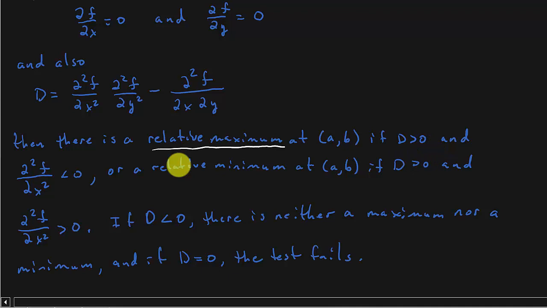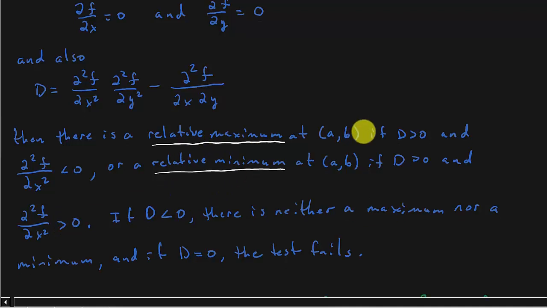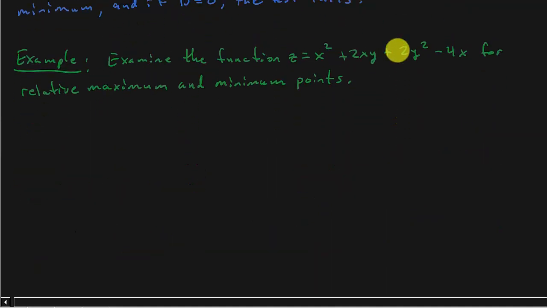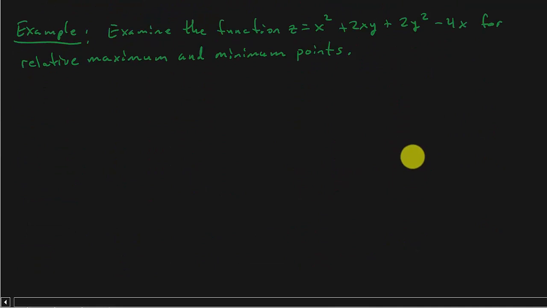But to determine if it's a relative max or min, it's based on the second partial of f. If it's negative, it's a relative maximum. If it's positive, it's a relative minimum. And then if D is negative, there's neither a maximum nor a minimum. And if D is equal to zero, the test fails. All right. So we've got a couple of problems here where we're going to find relative max and mins.